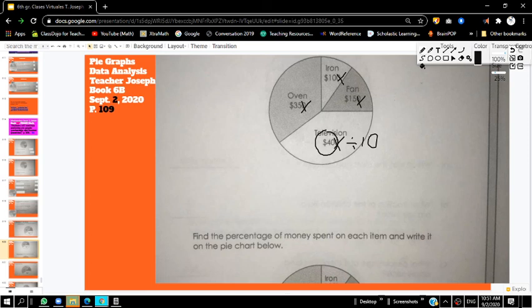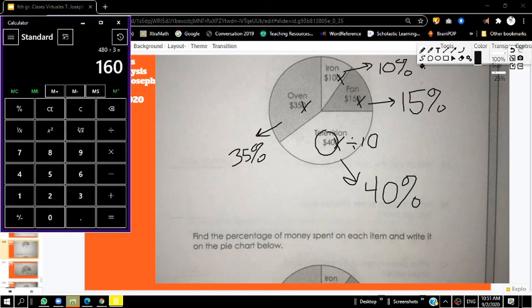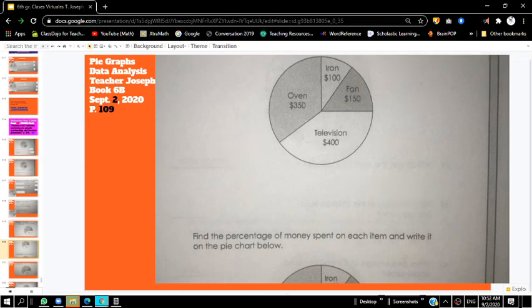Since I divided by 10, 400 divided by 10 is the same thing as getting the percentage. So this is 40%. This is 15%. Iron is 10%. And oven is 35%. Look at that. That was much easier. And if I needed to check my answers just to make sure that they were correct, I could just add them up. 40 plus 35 plus 15 plus 10, and I'd get 100%, just to check my answers. All right, that was pretty simple. Really easy. Check your answers to make sure that they're okay. I'll put the answers on the screen.